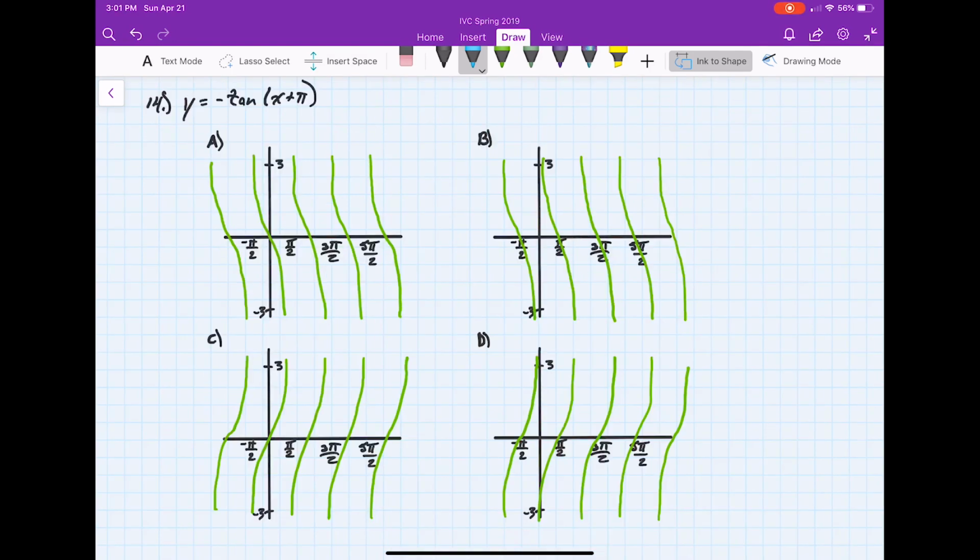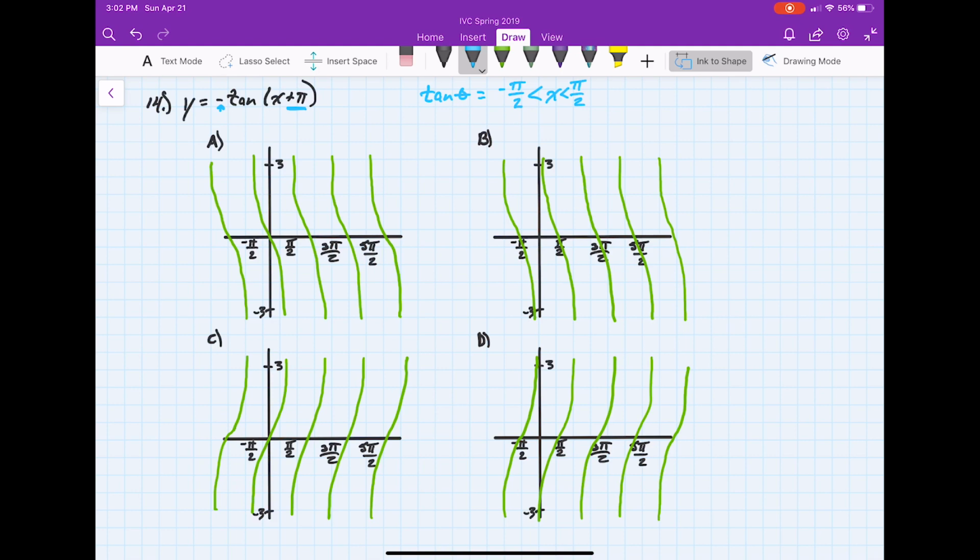Number 14, we need to match the function to its graph. Trying to throw us for a little loop here. They're giving us a negative tangent of x plus pi. And tangent of theta is normally defined by negative pi over 2 is less than x, which is less than pi over 2. That's how tangent is normally defined. But since we're adding pi, which is basically the difference between those, we're just moving it over one whole cycle. So it's going to mirror what it looks like originally.